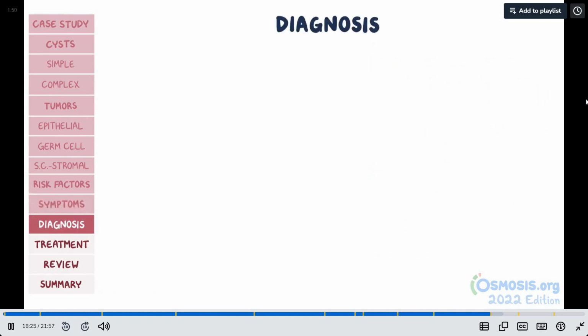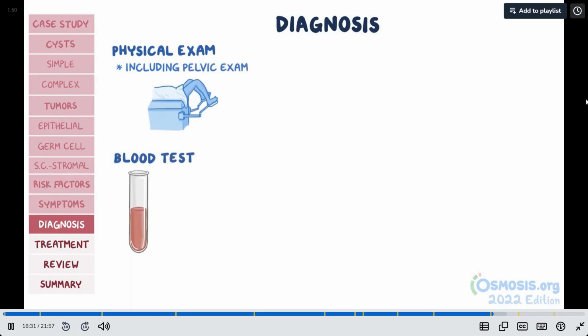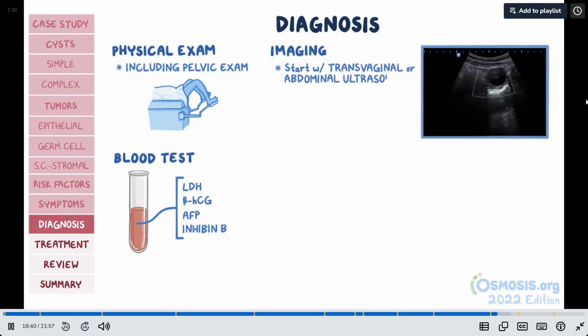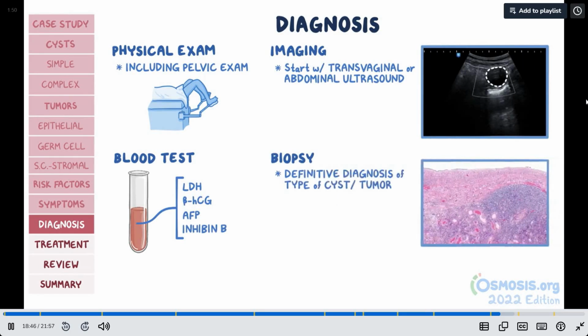Diagnosis of ovarian cyst or tumor starts with a physical examination, which will include a pelvic examination, and a blood test looking for specific tumor markers like LDH, beta-HCG, AFP, and inhibin B. Imaging studies should start with a transvaginal or abdominal ultrasound. Ultimately, a biopsy is the only way to get a definitive diagnosis of the type of cyst or tumor. CT or MRI scanning can be useful to assess if the tumor has spread.